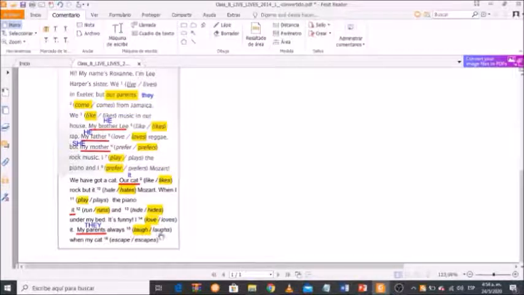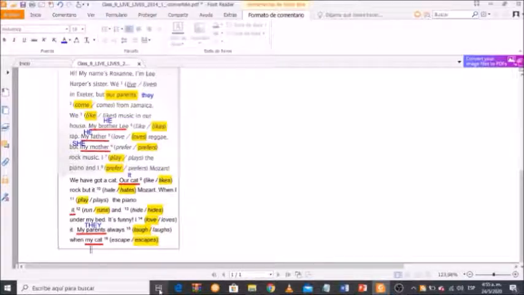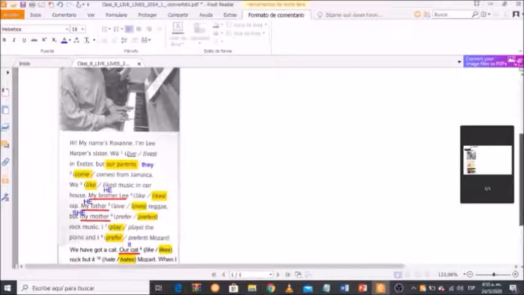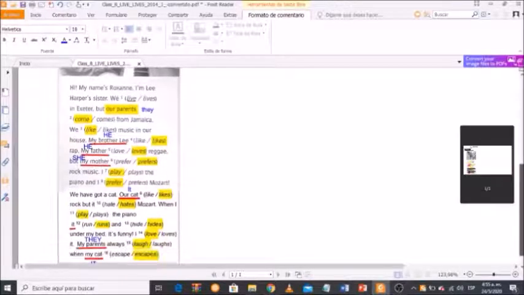And what is the meaning of love? ¿Alguno sabe el significado de love? Okay, very good. Love significa reírse. So, my parents always laugh when my cat escapes. Very good. We have to add an S here because the subject is my cat. Tenemos que agregar una S porque el sujeto es my cat y sabemos que my cat podemos reemplazarlo por el pronombre it. Entonces recuerden, como dije antes, que la regla aplica tanto si usamos el pronombre como si no usamos el pronombre. Ok. So, remember that if you have any questions, please ask your teacher in the chat.